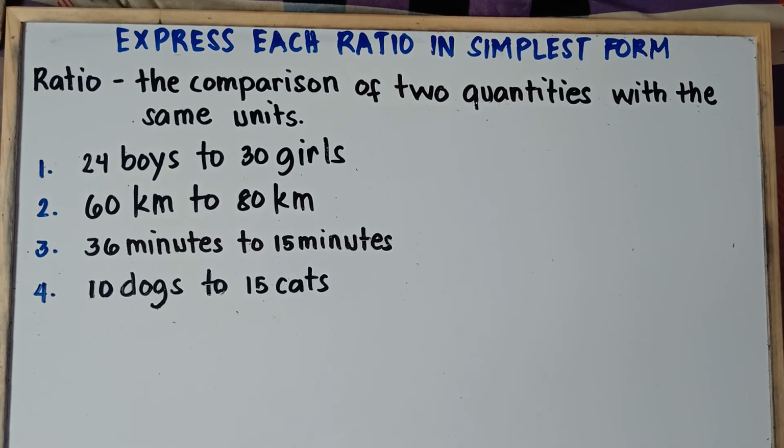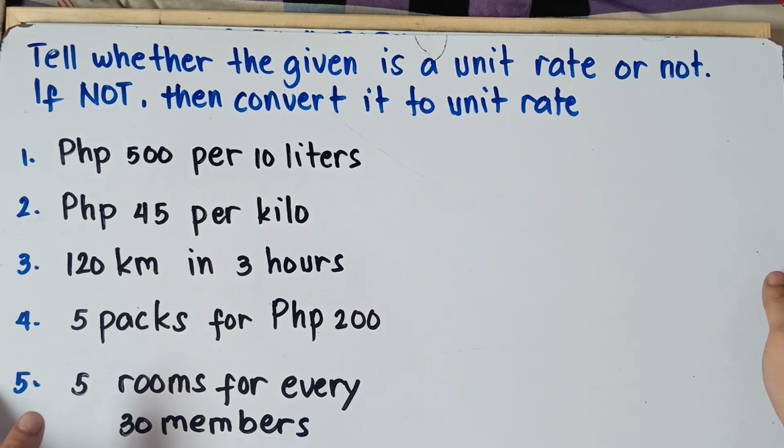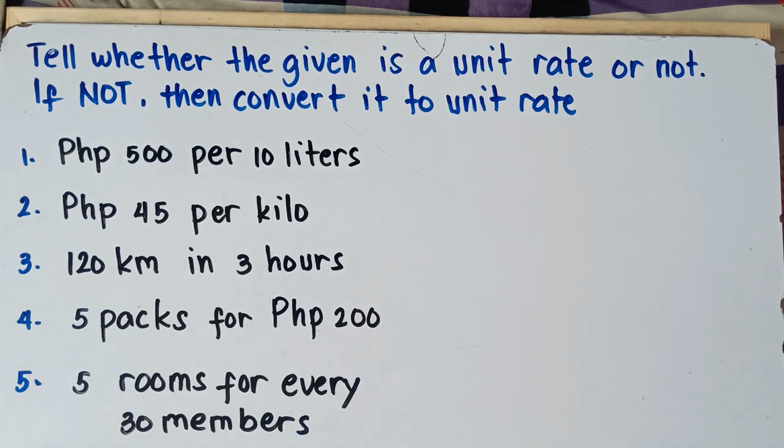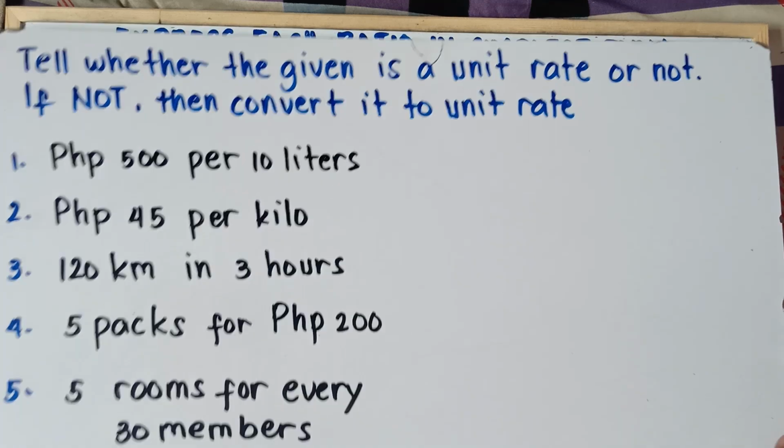Our topic for today's class is we're going to express a ratio in simplest form. So without further ado, let's do this topic. Now, the next part of our video class is we're going to tell whether the given is a unit rate or not. If not, then convert it to unit rate. I will just put the link in the description down below with regards to this example class. Feel free to see the video class.